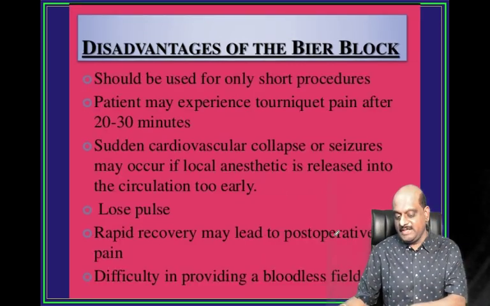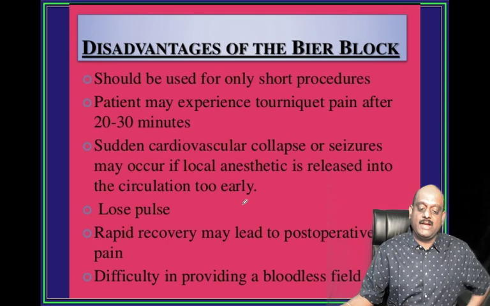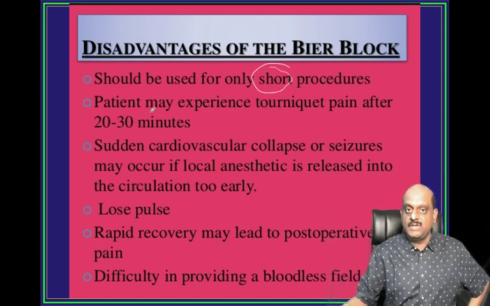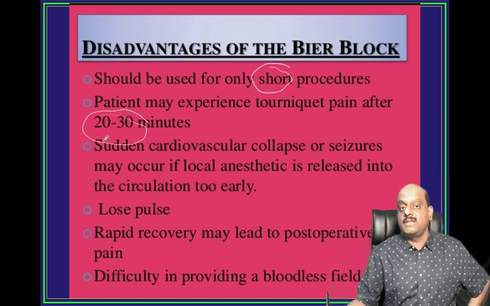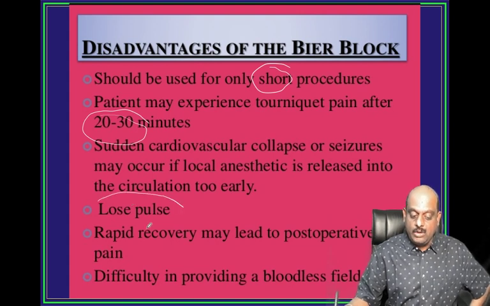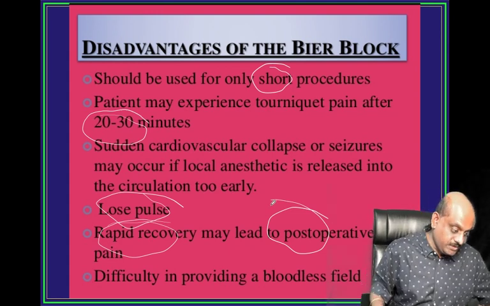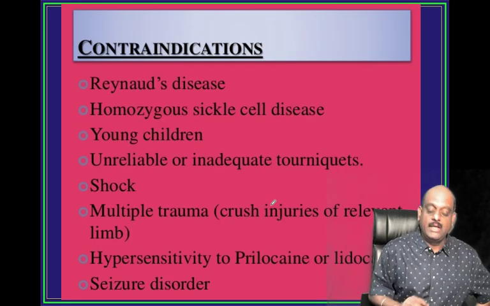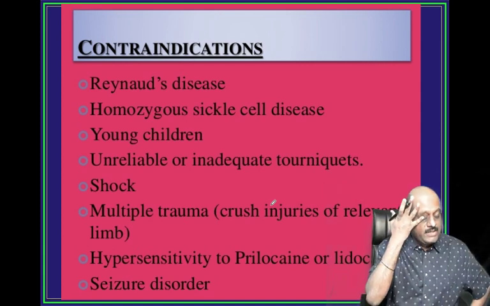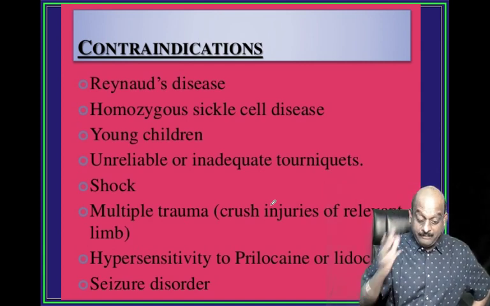Controllable extent of anesthesia. But disadvantage kya hota, only for short procedures, beyond 20 to 30 minutes there can be tourniquet pain, they lose pulse, rapid recovery may lead to postoperative pain, there are all the issues, is what you need to remember. But what are the contraindications to do the Bier's block?